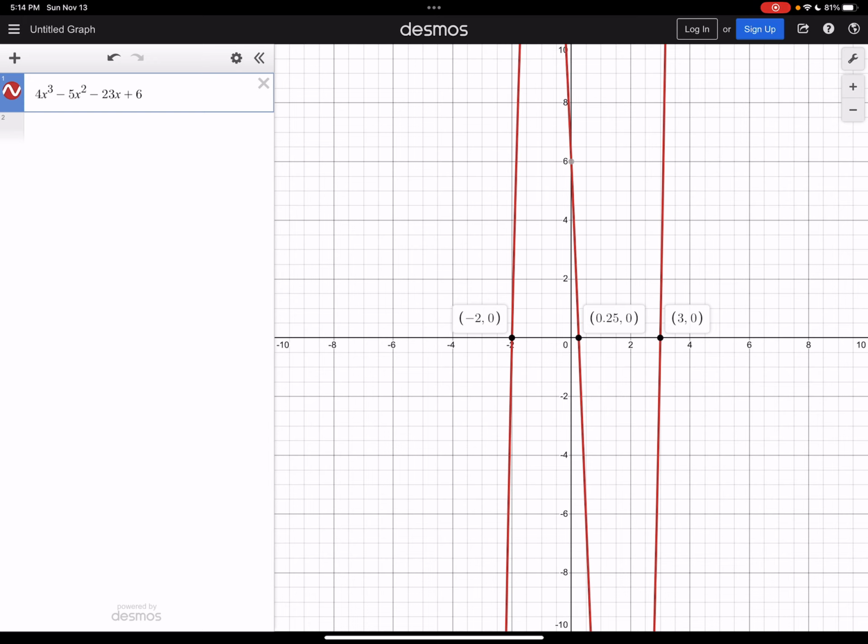So I have 0.25 in the middle, I have 3 at the end, and I have negative 2 at the beginning. So from negative 2 to 0.25, that's 2.25. I also have 0.25 to 3, which is 2.75. So your closest distance would be 2.25.